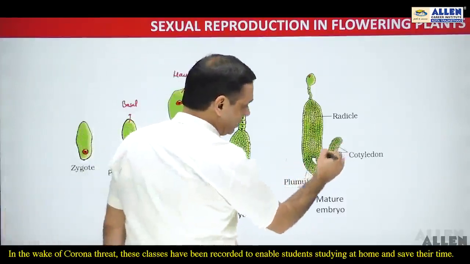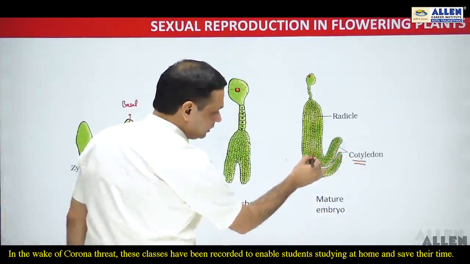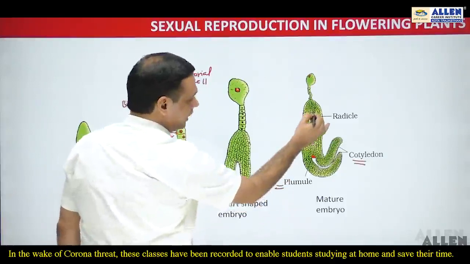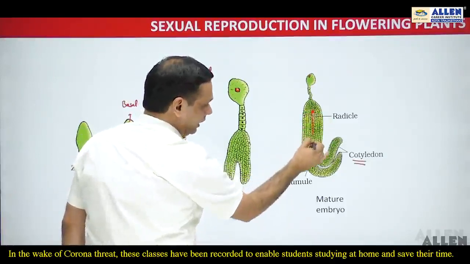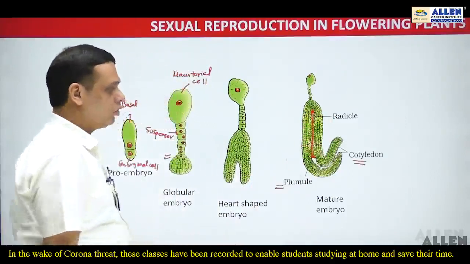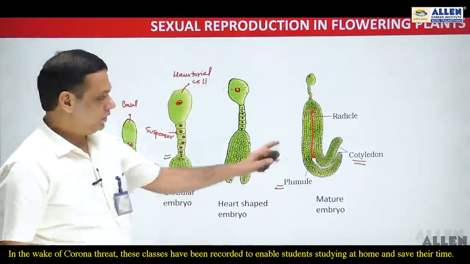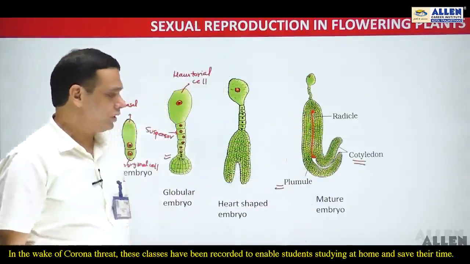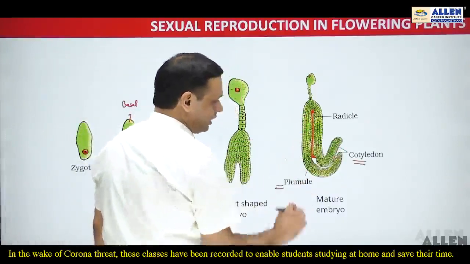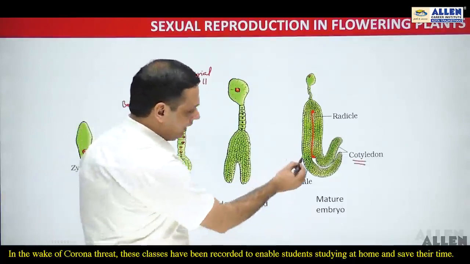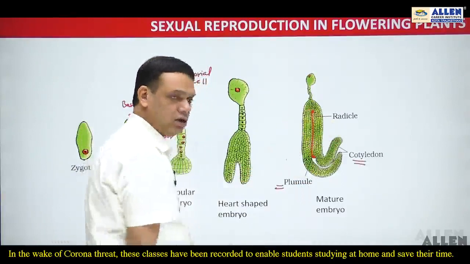Here the two cotyledons are formed. This is the plumule part and this is the radicle part, and this is the embryonal axis. The embryonal axis, which is also known as tigellum, bears these two cotyledons. At one end, this tigellum terminates into the plumule, and at the other end it terminates into the radicle part.